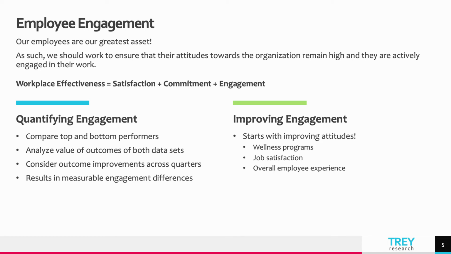To start, we can compare both top and bottom performers. We can analyze the value of these outcomes of both sets of performers. Next, we can consider outcome improvements across quarters. And lastly, we can look at the results in measurable engagement differences between both the top and bottom performing groups. Once we can quantify engagement, we can get a better sense of where the organization stands. And from there, we can work on improving engagement.